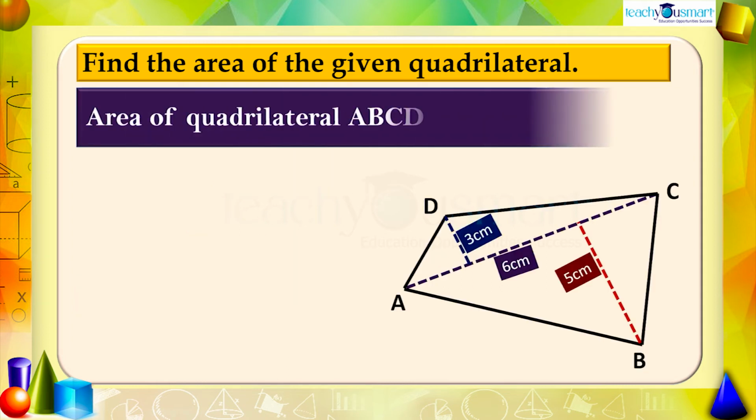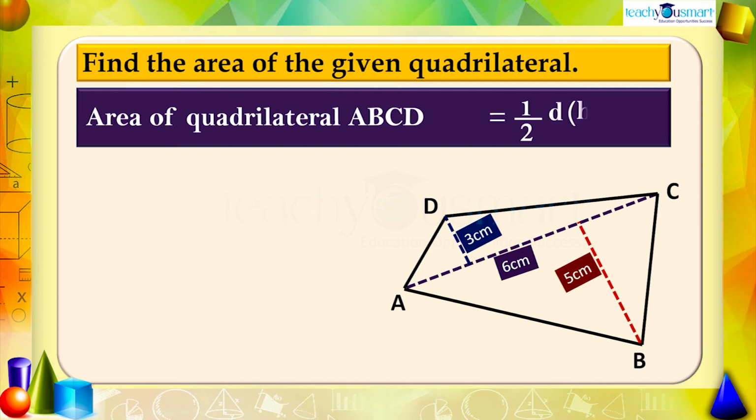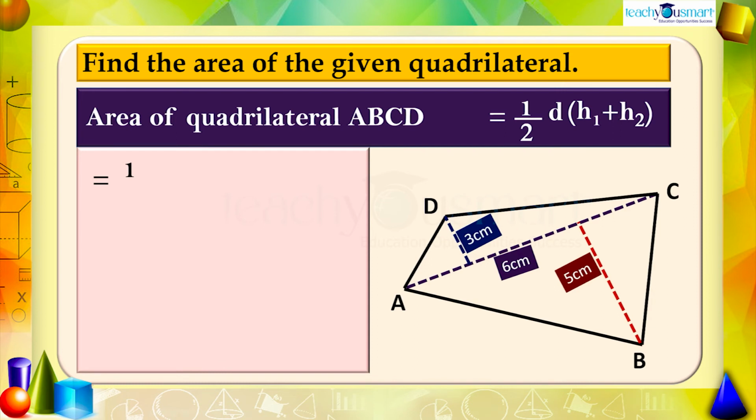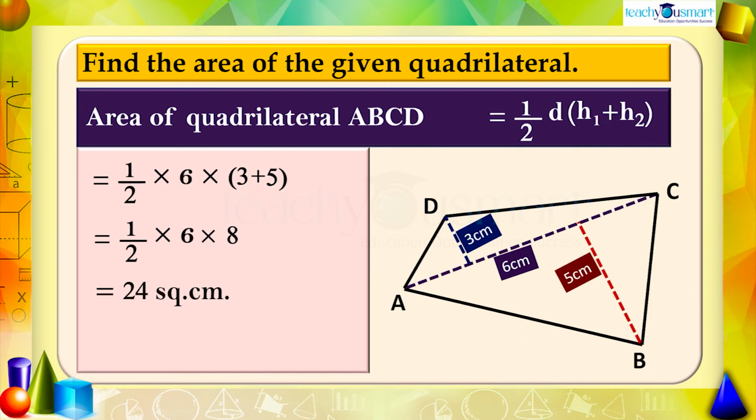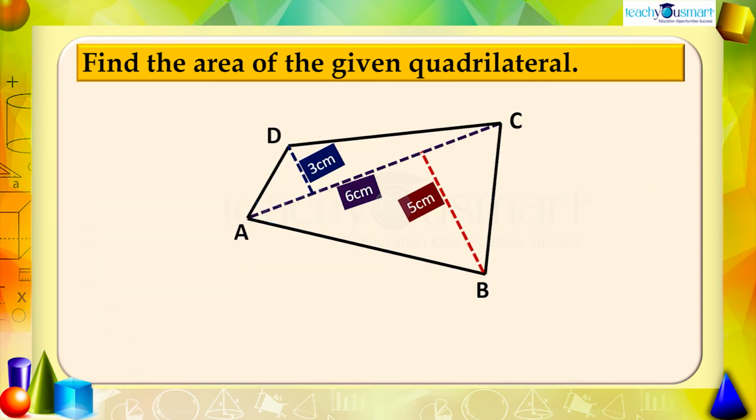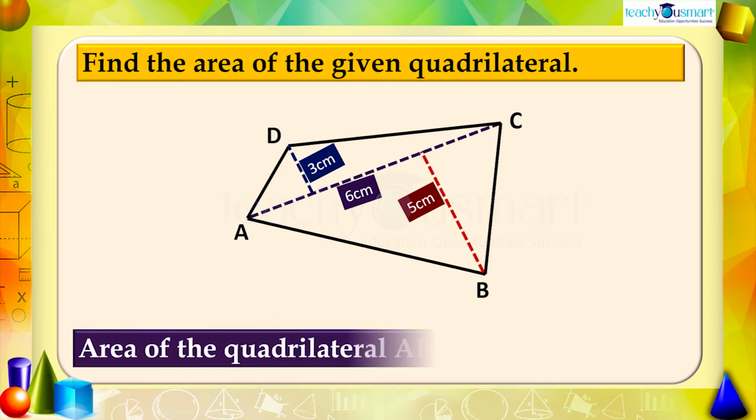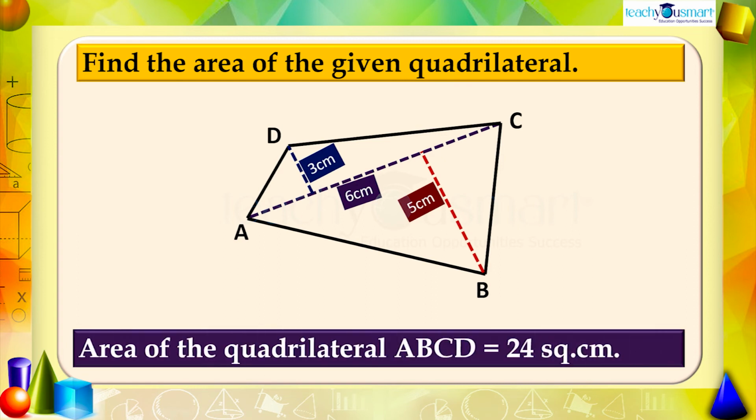Therefore, the area of ABCD equals half D multiplied by (H1 plus H2), which is equal to 1 by 2 multiplied by 6 multiplied by (3 plus 5), equals 1 by 2 multiplied by 6 multiplied by 8, equals 24 square centimeters. Therefore, the area of the quadrilateral ABCD equals 24 square centimeters.